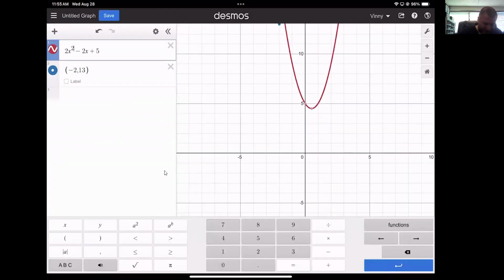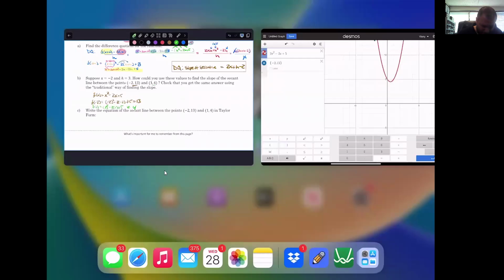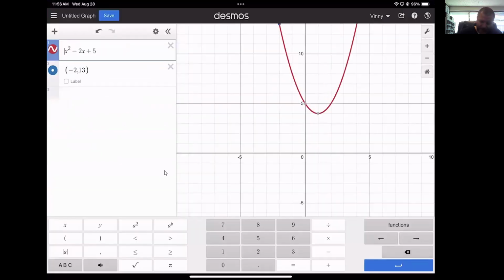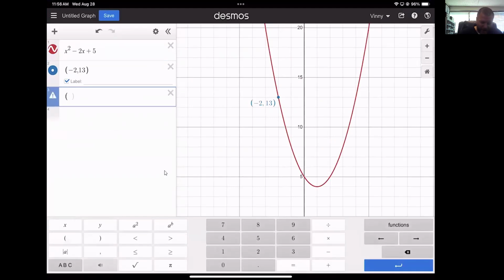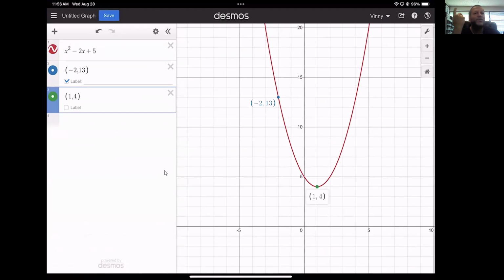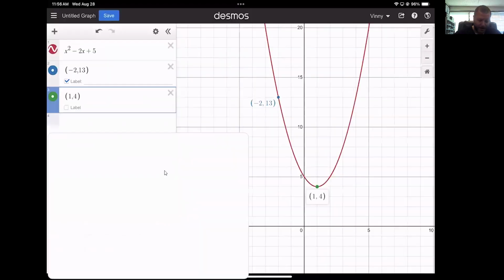Oh, wait, it was just x squared. Right? Was it x squared? Yeah, it was x squared. Awkward. X squared. So there we go. So we have that point on it. And we also have this point 1, 4 that are on the graph. All right, so we have these two points that are on our quadratic.